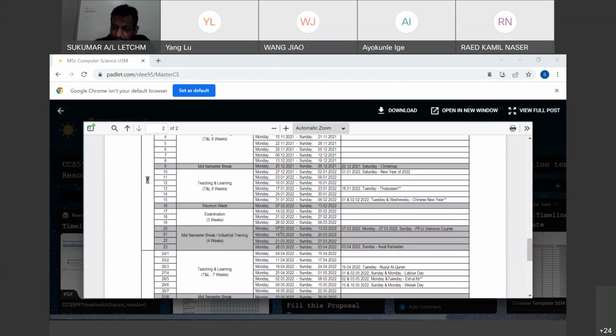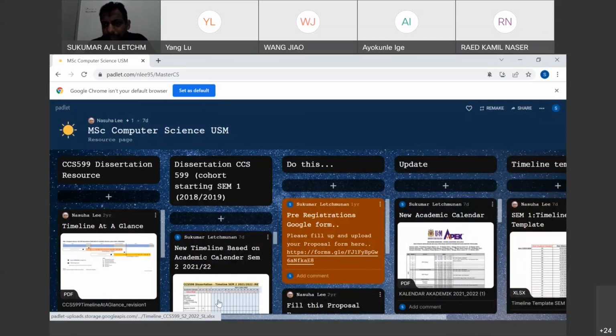I do understand you already did your initial research proposal, but that is not considered CCS 599 yet. That is just a part of a submission for CCS 591, your research methodology class. But you can use it for CCS 599, and try to polish it based on input from your supervisor, here and there, so that everything is nice to be presented and submitted as your midterm. Very important.